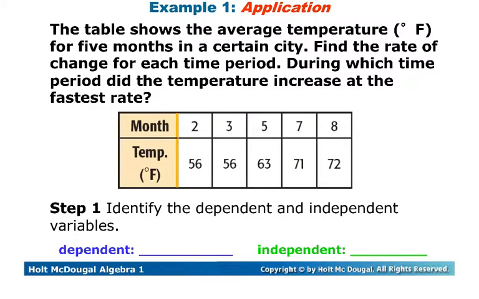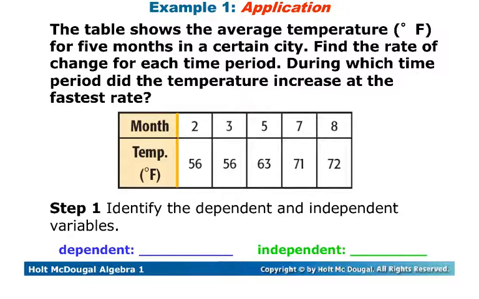Alright, so a little application here. The table shows the average temperature for 5 months in a certain city. We need to find the rate of change for each time period. So we're going to find the rate of change between 2 and 3 months, 3 and 5 months, 5 and 7 months, etc. And we want to find out during which time period did the temperature increase at the fastest rate.